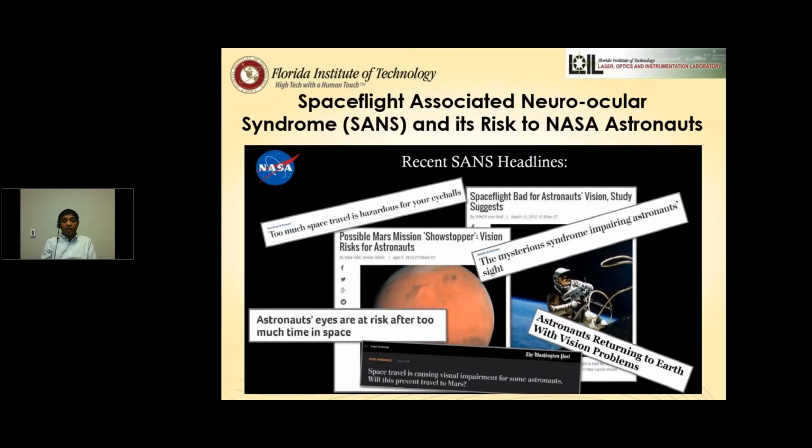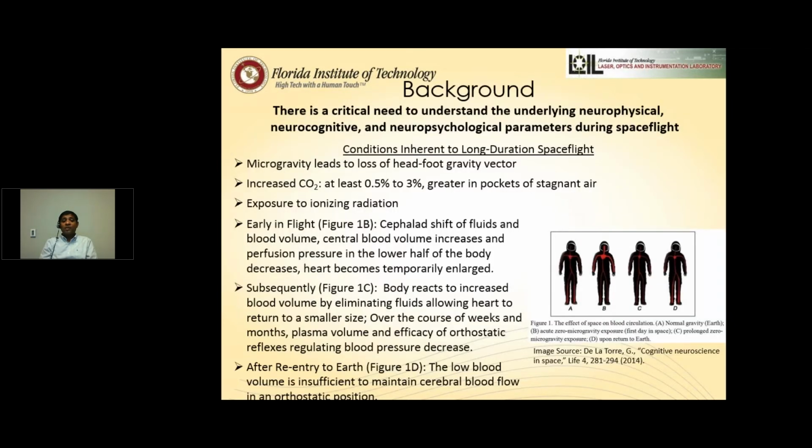So they have come up with all these articles. You could see what can be the issues with space travel. Their eyes are at risk. Their vision problems. So all this has to be addressed, because intracranial pressure and the vision, intraocular pressure, they're related, and we need to be able to address that for a successful long-term space mission.